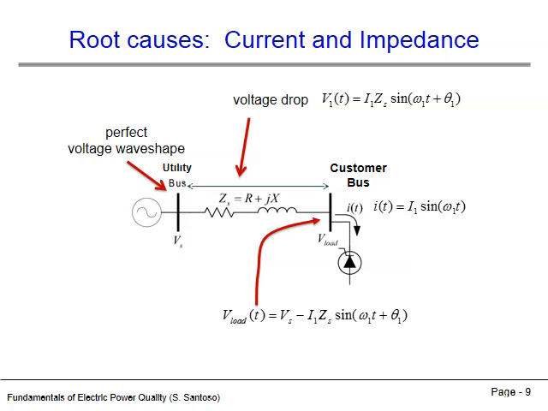Linear loads also cause voltage drops across the system impedance, but the current drawn by the loads is sinusoidal, at the same frequency as the system voltage. Therefore, the voltage at the load bus, while slightly lower in magnitude than that at the source, will not have any harmonic components introduced.